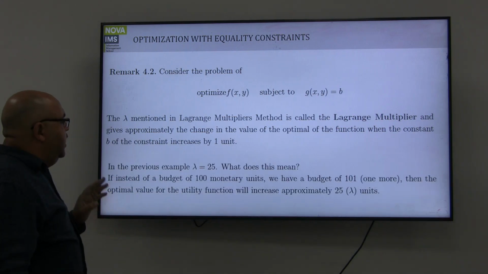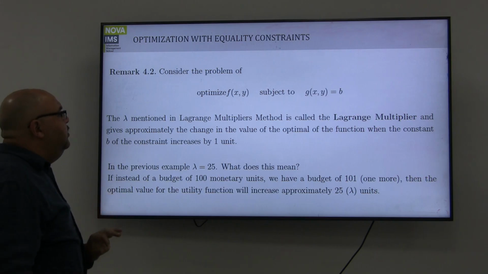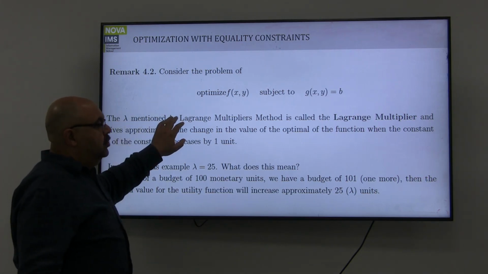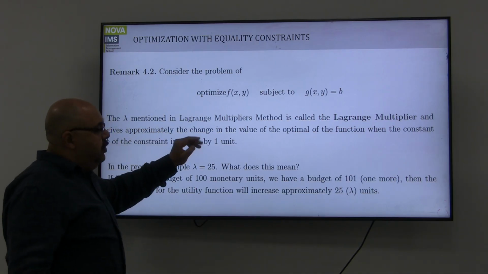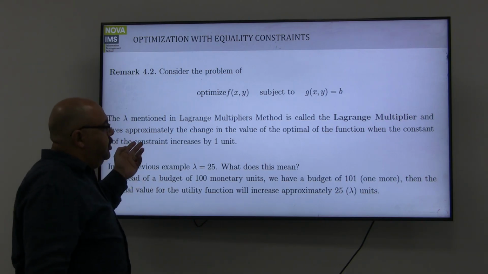In the same way, in this slide I want you to know the following. Lambda, mentioned in the Lagrange multiplier method and called the Lagrange multiplier, gives approximately the change in the value of the optimal function when the constant b of the constraint changes.